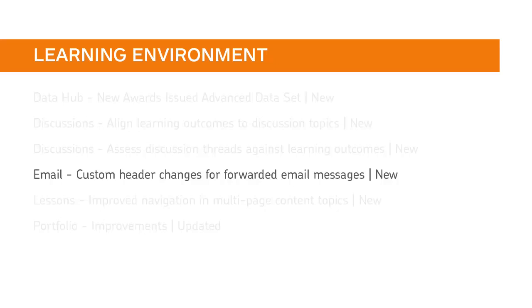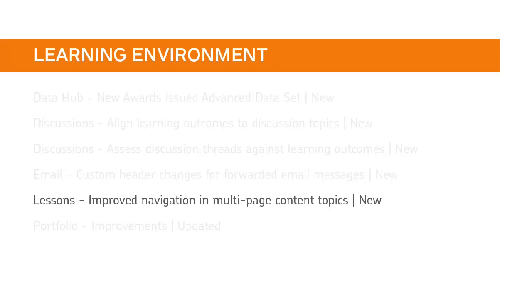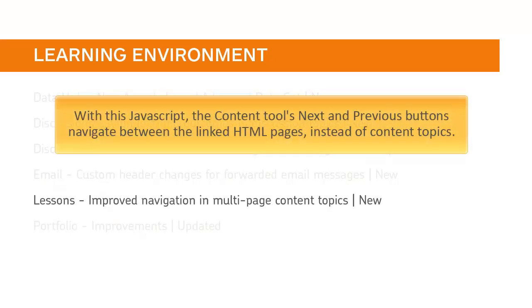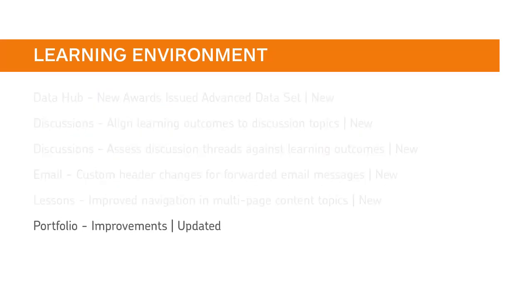To align with the DMARC mail standard, changes have been made to forwarded email messages. For more information, review the release notes. Course designers can now add a D2L JavaScript solution to HTML content topics containing links to multiple HTML pages. With this JavaScript, the Content Tools Next and Previous buttons will navigate between the linked HTML pages instead of content topics. When printing QR codes, Portfolio now honors the section filter.